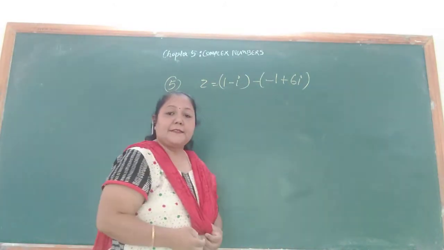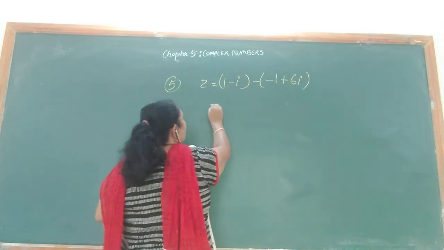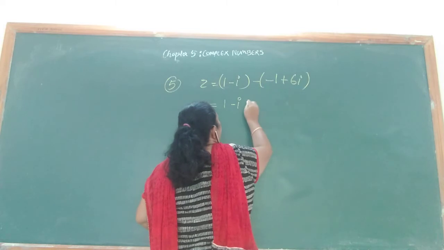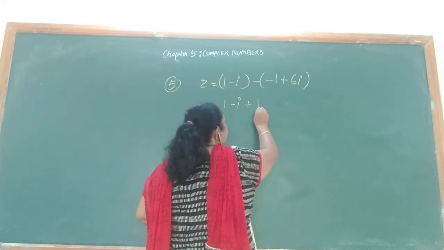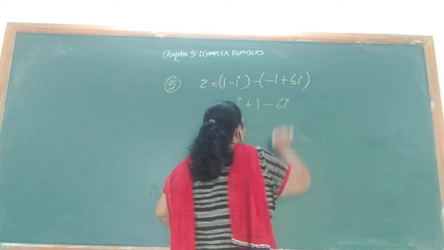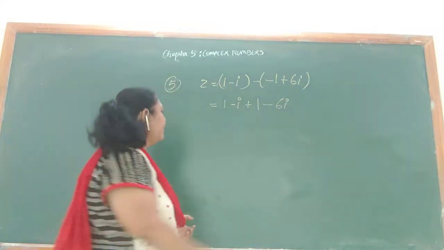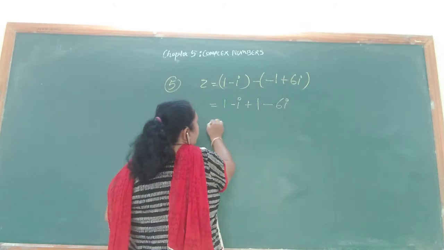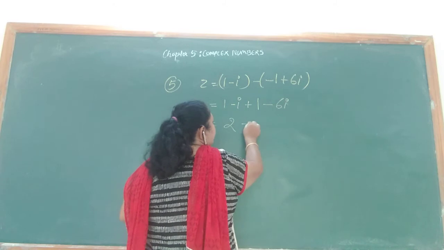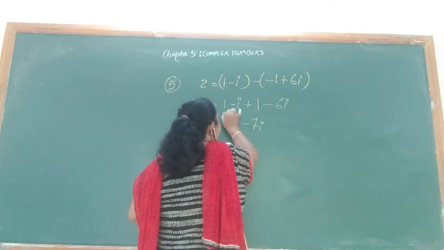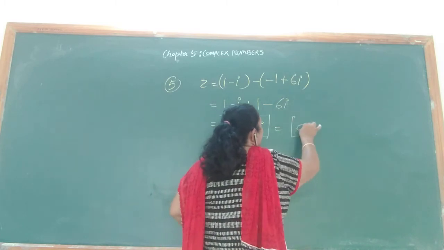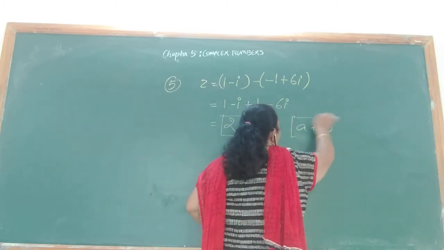Okay, this is your next question. So I try to open the bracket 1 minus I, minus of minus 1, that is plus 1, minus into plus is minus 6i. So now what do I have with me? 1 plus 1. So that is going to give me 2. Minus I and minus 6i will give you minus 7i. So very simple, and I got it converted into a plus ib form.